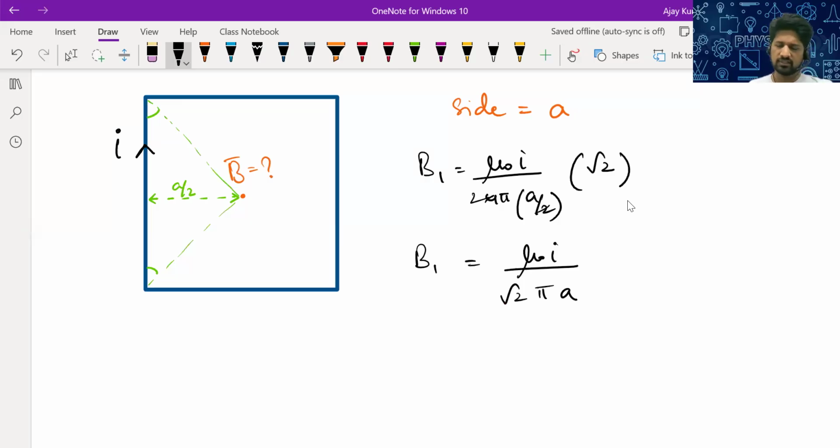All four will produce the same field. They will also produce the field in the same direction. Therefore, the net magnetic field at the center of the square frame will be 4 times this. 4 by root 2 becomes 2 root 2 mu naught I by pi a.